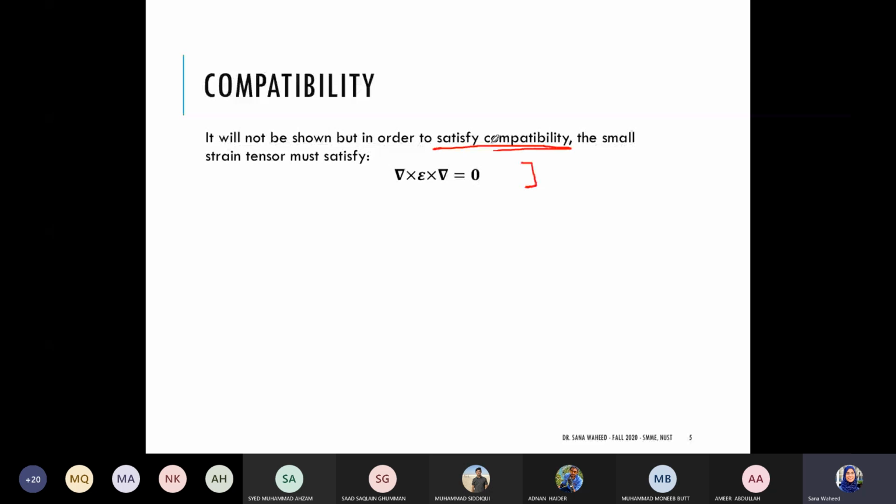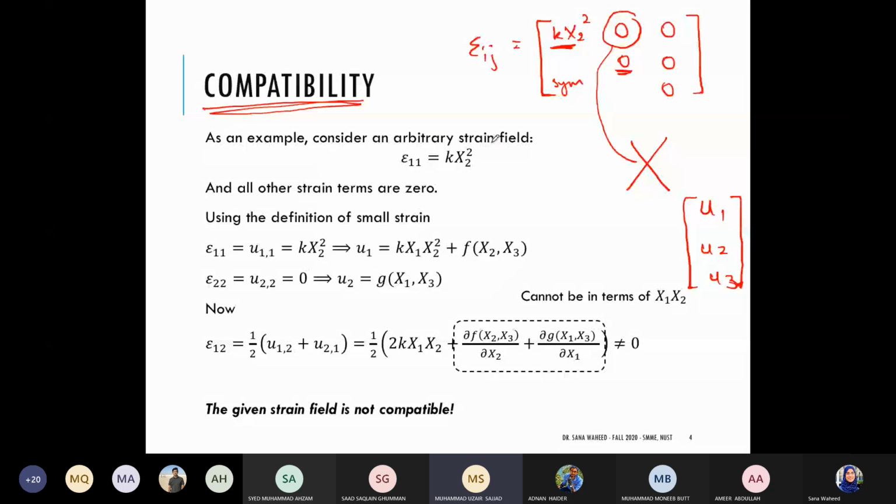Any question? Yes, ma'am. In the last slide, in U1, before that, epsilon E11 was kx2 squared. How did it get kx1 and x2 squared? I didn't quite understand this. I'll tell you. See, this U1,1 with respect to del x1, right? This is what E11 is, isn't it? You agree with this?